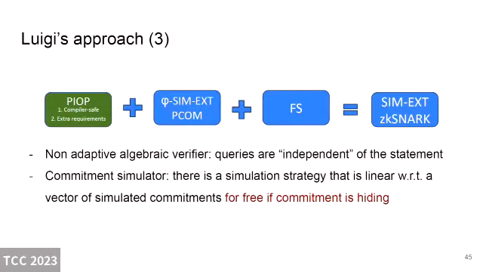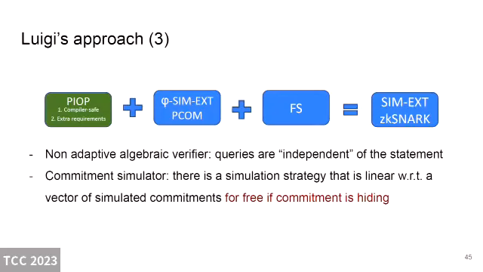Well, we also need to make some extra adjustments to the original recipe, because the PIOP does not only have to be compiler safe, but we require the verifier to be non-adaptive and algebraic. In particular, this means that the queries of the verifier are independent of the statement. And also we require the existence of a commitment simulator.